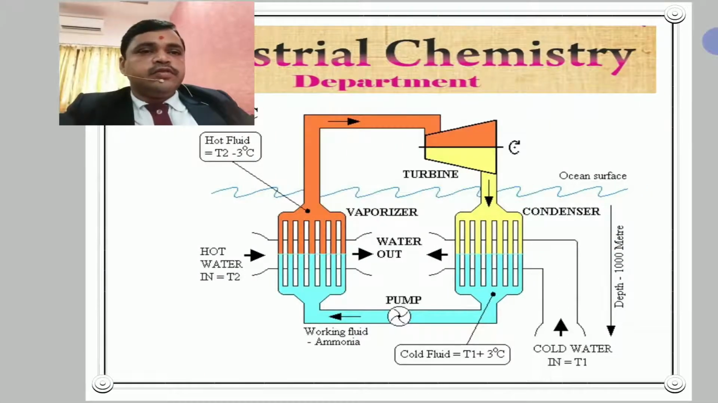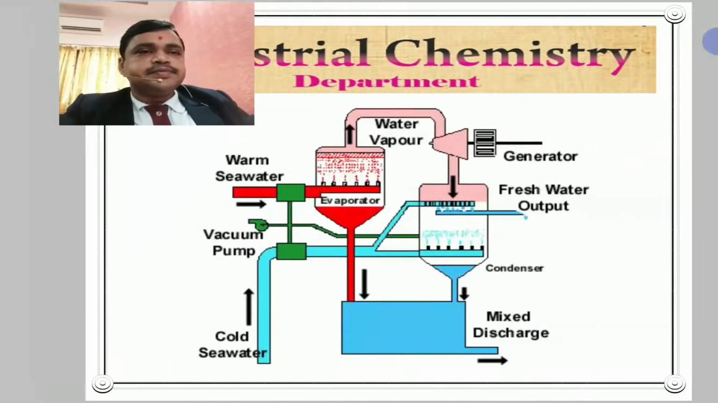This is also a schematic diagram with some of the main important points in the production of electric power. This is also a schematic diagram of the open cycle ocean thermal energy conversion system.